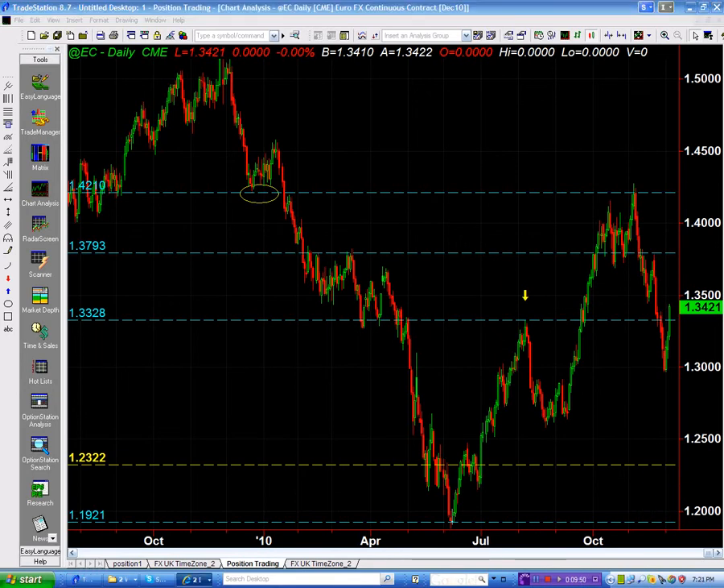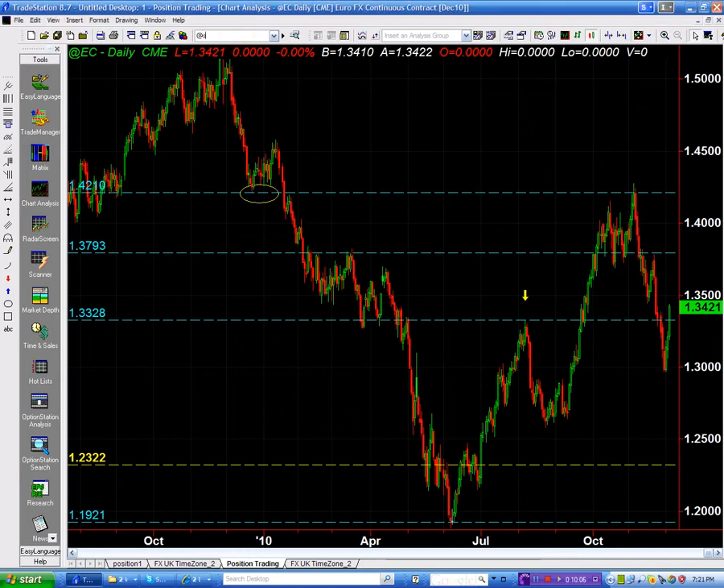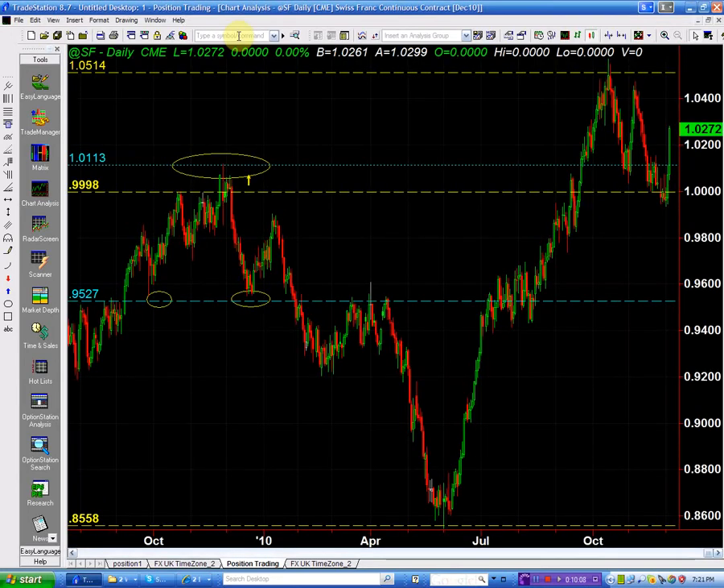The euro, yes, the Aussie, we agreed, is strong. The Swiss is also strong. Let me put the Swiss. No, the pound, Andrea, the pound and the euro, they are basically a short covering rally.